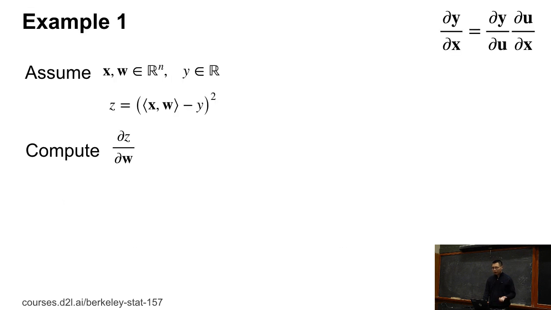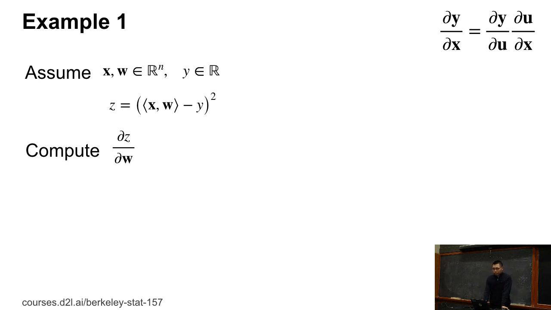So now we can apply it to some examples here. The first example, we assume x and w are vectors, y is a scalar. We're going to compute the inner product of x and w, then minus y, and square it. So that's called a linear regression. We're going to talk about it shortly, but let's look at these expressions. So the goal here is to compute partial z over partial w.